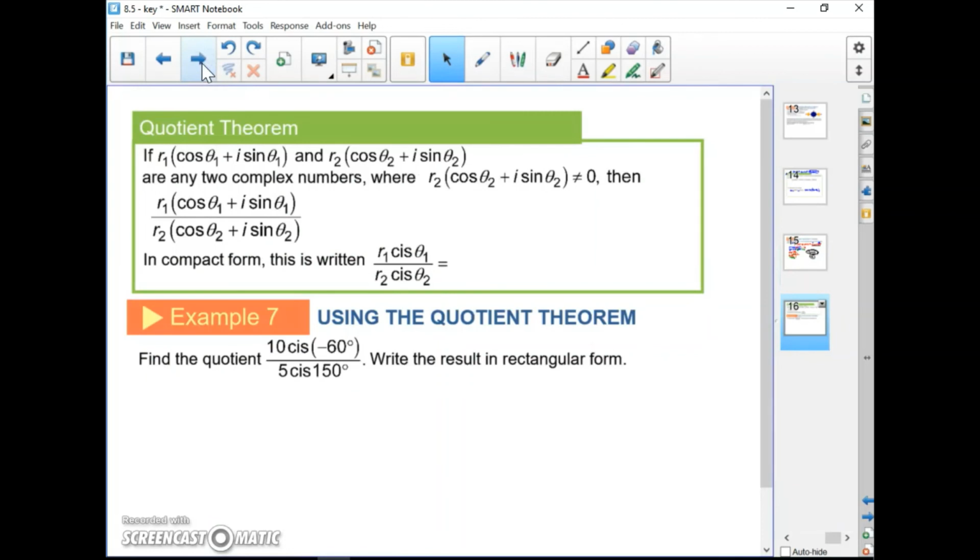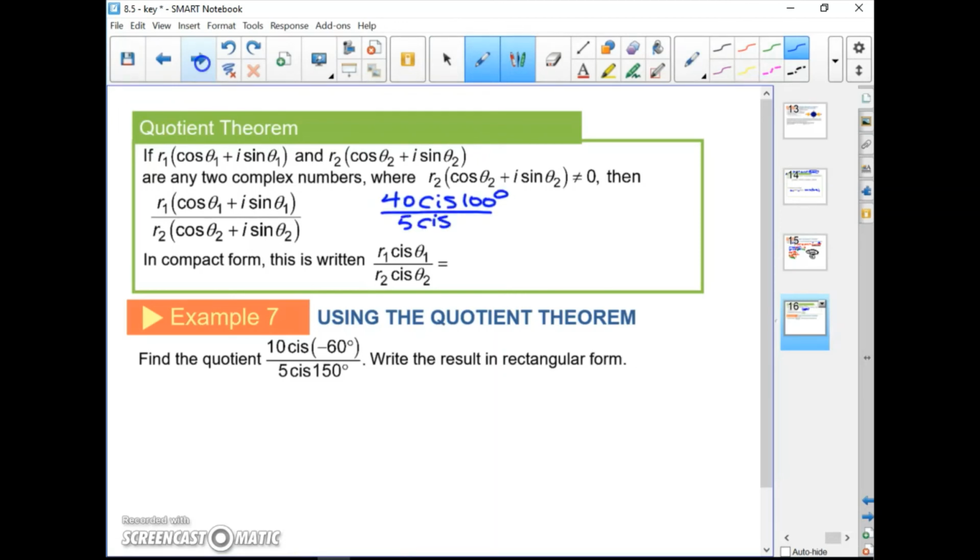So the quotient theorem allows me to divide. So if you had something like 40 cis 100 divided by 5 cis 25, we're going to get 8 cis 75. And so hopefully you can see that we're going to divide the magnitudes. We're going to subtract the angles. So there's a rule for that.